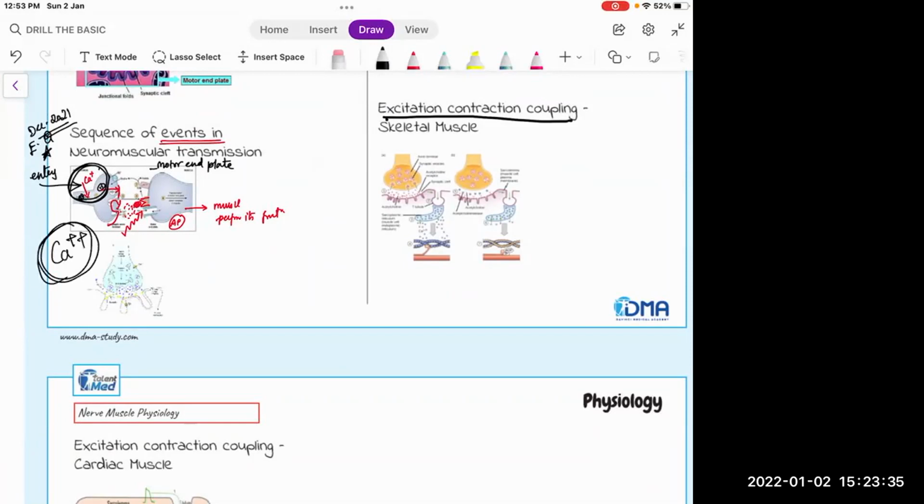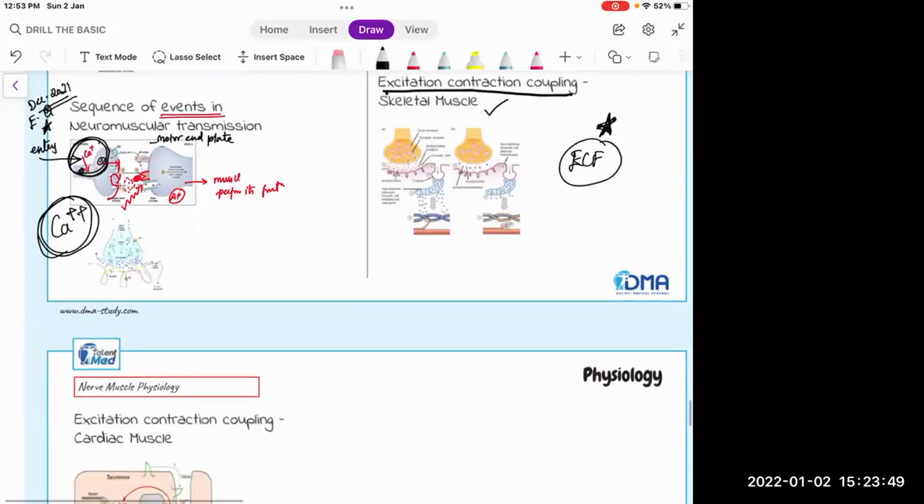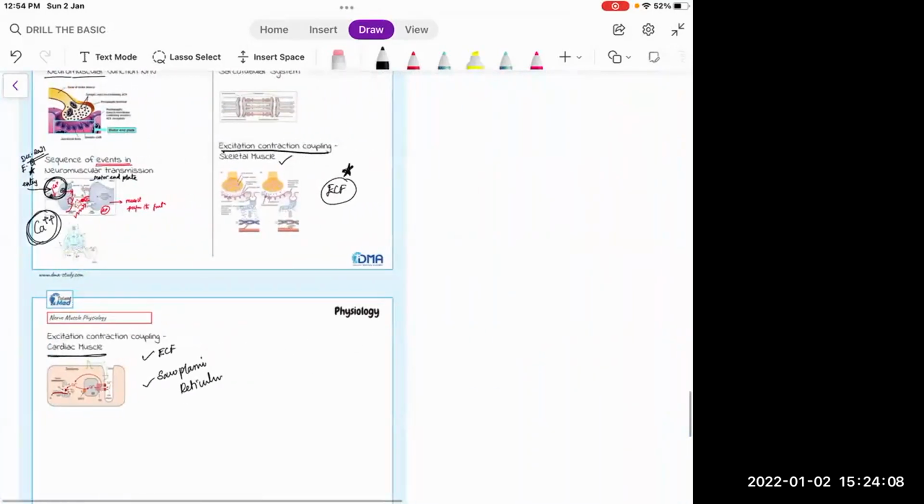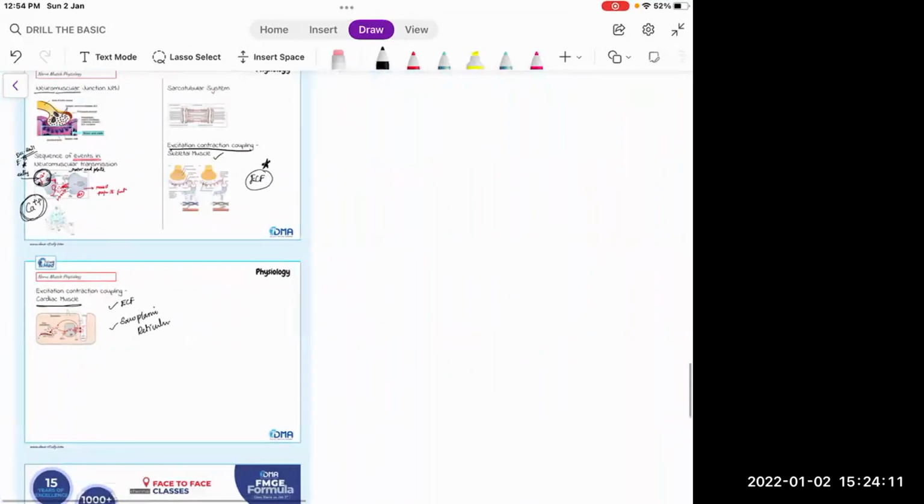Calcium ions in the case of skeletal muscles are from the extracellular fluid. Remember this, the calcium source for skeletal muscle contraction is the extracellular fluid. Whereas in the case of cardiac muscle contraction, the calcium is from both the extracellular fluid and also from the sarcoplasmic reticulum. Clear? So this is the important thing in cell and nerve muscle physiology.